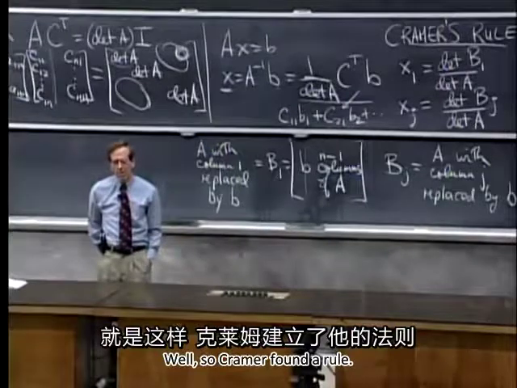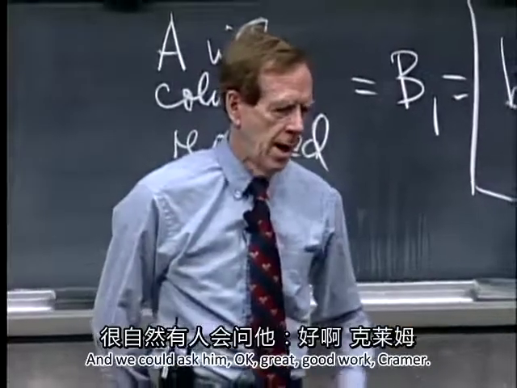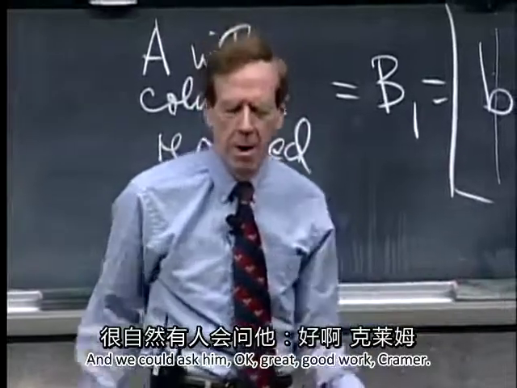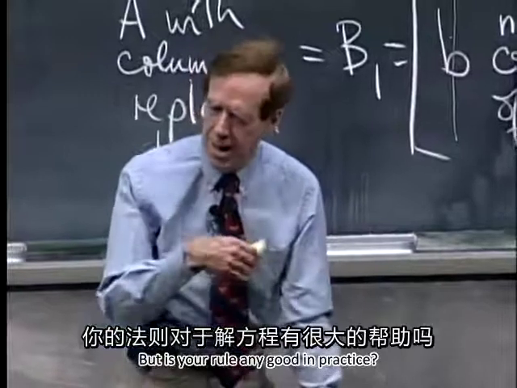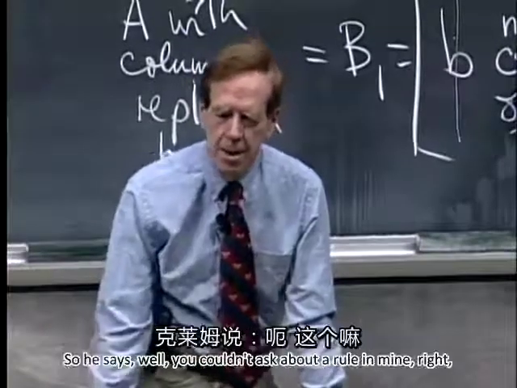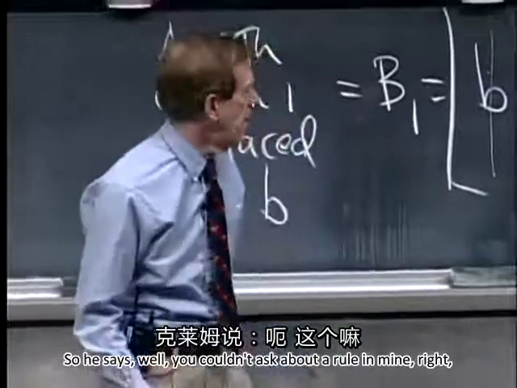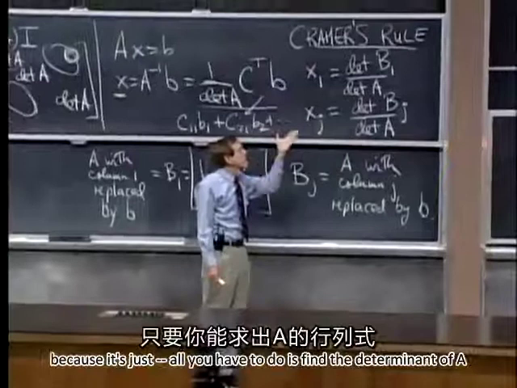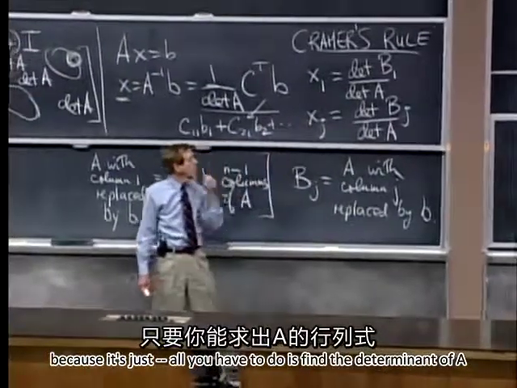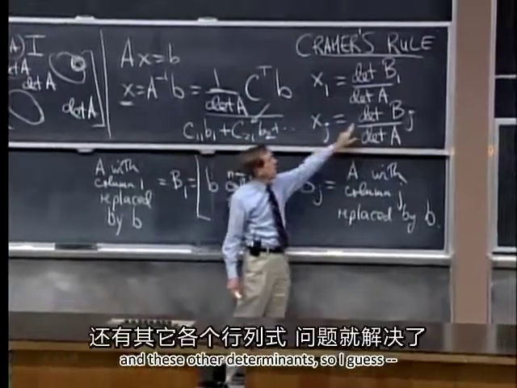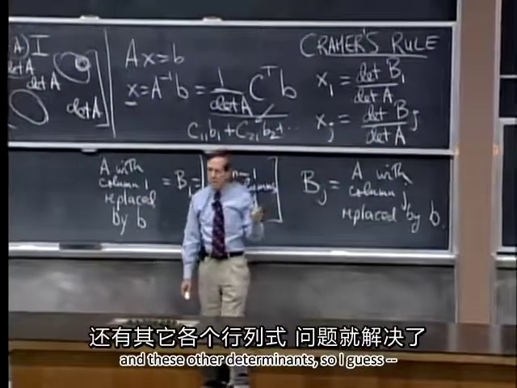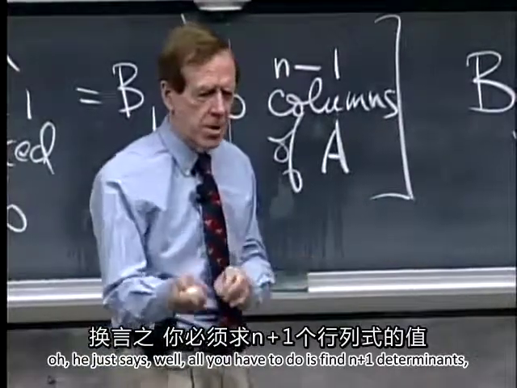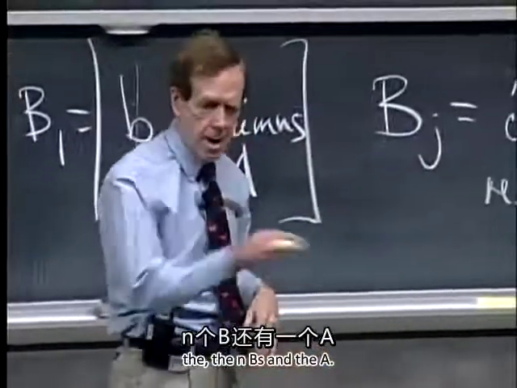Well, so Cramer found a rule. And we could ask him, okay, great, good work, Cramer. But is your rule any good in practice? So he says, well, you couldn't ask for a better rule than mine, right? Because all you have to do is find the determinant of A and these other determinants. So I guess he just says, well, all you have to do is find n plus 1 determinants, the n B's and the A.